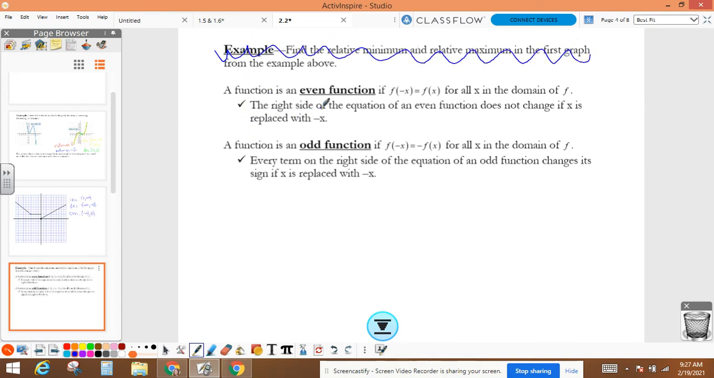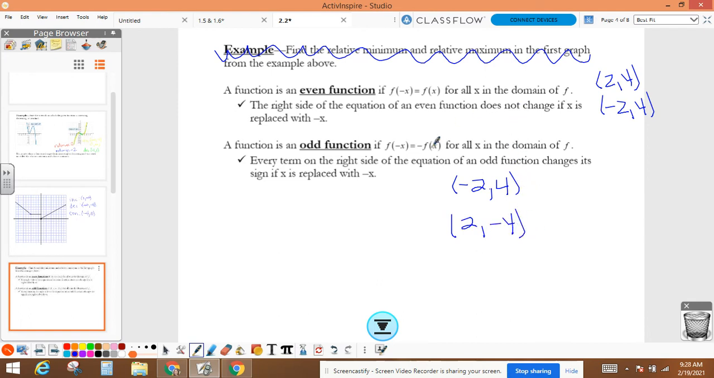All right. So an even function is if you can plug in -x and you get the same thing back. So if there is a point at 2, 4, there should also be a point at -2, 4. For an odd function, if there is a point at -2, 4, there should be a point at +2, -4.